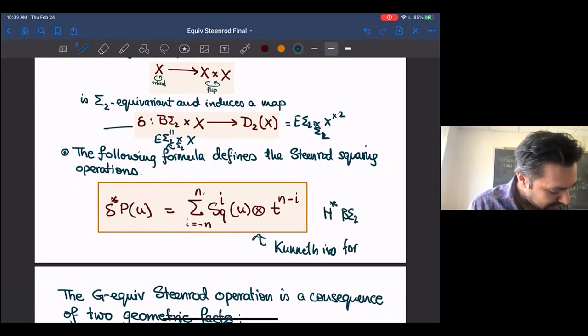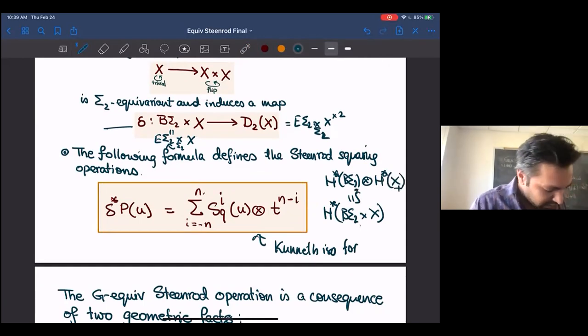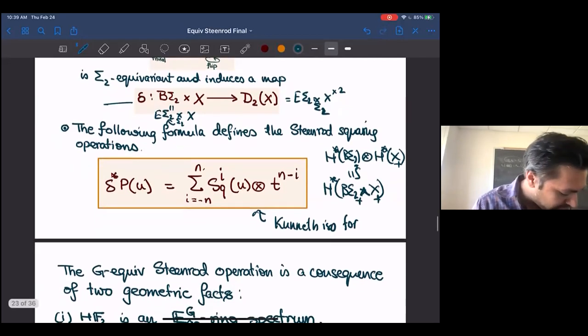One of the things I want to point out is that here I'm using the Kunneth isomorphism: the fact that cohomology of B sigma 2 cross X is going to be isomorphic to cohomology of B sigma 2 tensor with cohomology of X. Perhaps, if I'm using base points, then I should add this notation.